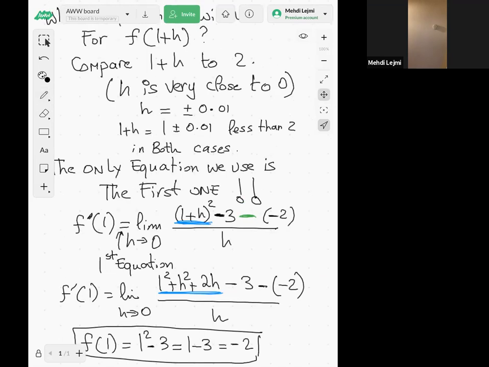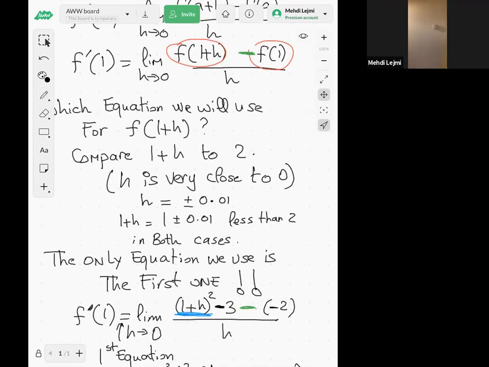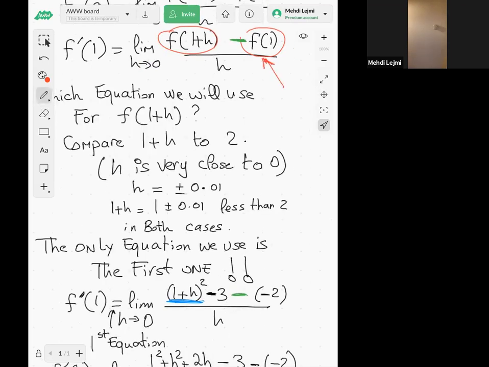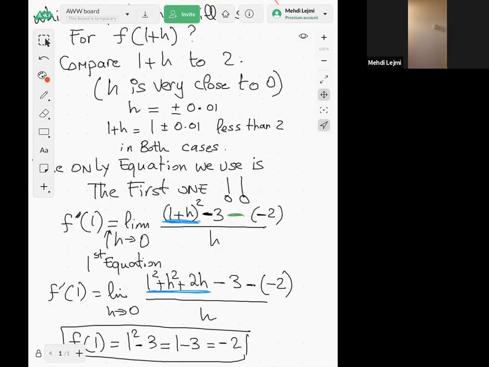Again, we have to find f of one. Because one is less than two, of course, you have to use the first equation. So that's one squared minus three, it's negative two. So it's minus negative two there.